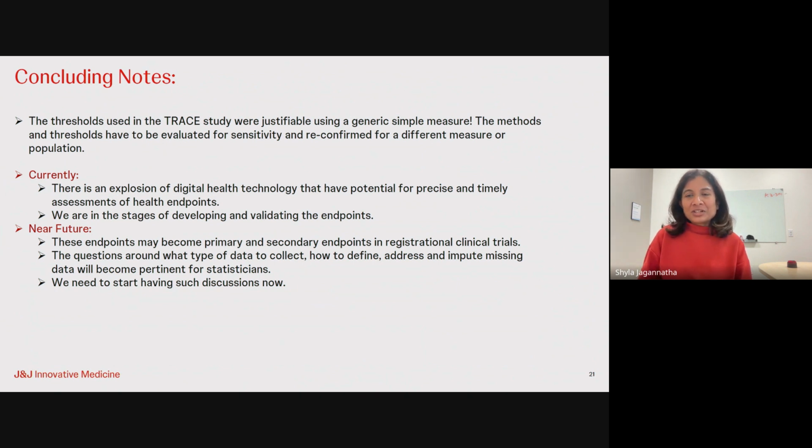In the near future, we will have endpoints that will become primary and secondary and will be used in registration of clinical trials. The questions around what type of data to collect, and how to define, address, and impute missing data will become pertinent for all statisticians. And we need to start having those discussions now. And this is an attempt to start that.